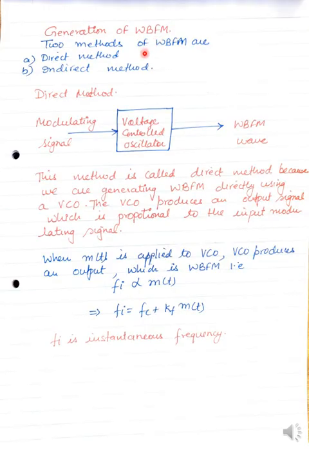Now for generation of wideband FM, there are two methods. One is the direct method and the other is the indirect method. In the direct method, you use a voltage controlled oscillator and apply a modulating signal to it, and the output will then be the wideband FM wave. This method is called the direct method because we are generating WBFM directly using a VCO.